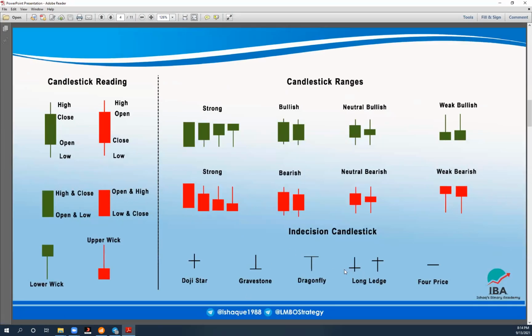The doji will appear at the place of the buyer or at the place of the seller, right? Yes. Okay. So now the basic candles, which are the strong, bullish, neutral, weak candle and the indecision candle, we understood. Now the next point.